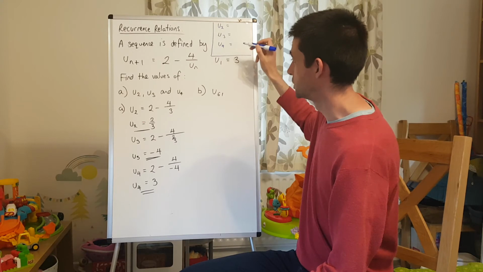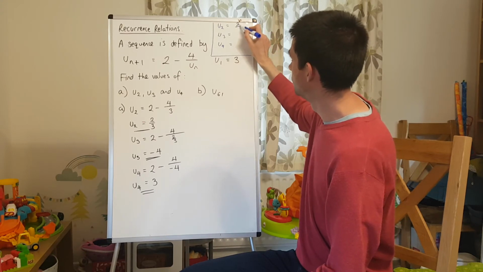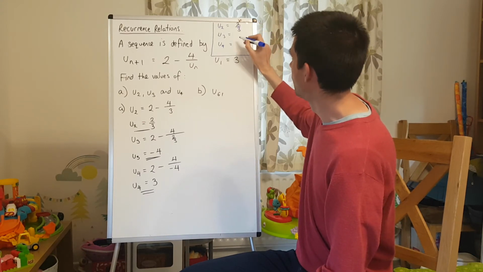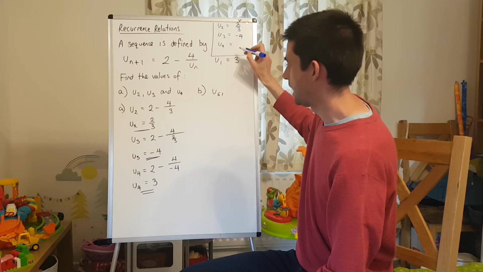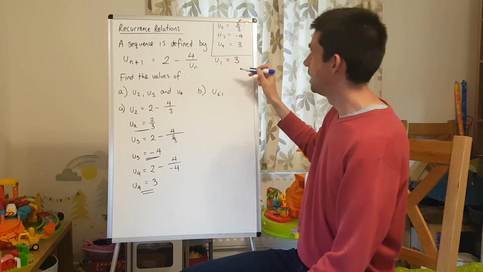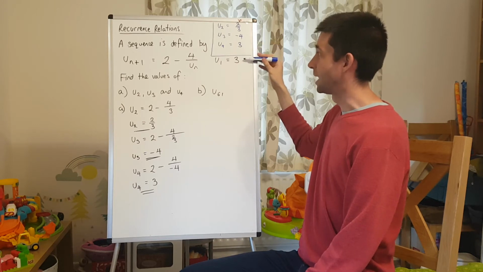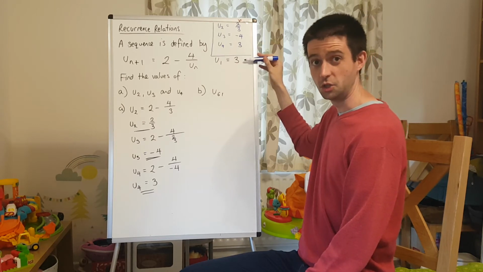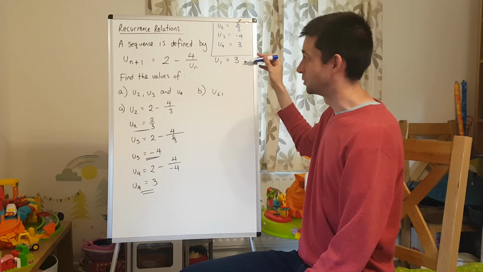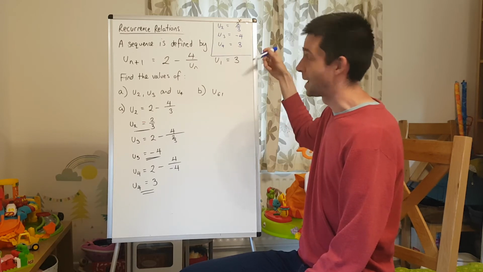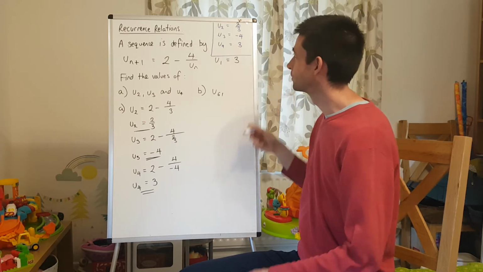And I'm just going to jot those things up here because I'm going to need them later on. It will also allow me to spot a bit of a pattern. I had 2/3, negative 4 and 3. And what you'll notice is that u4, I'm back to the same result as u1. And because this is an iteration, what that actually means is that pattern is just going to keep repeating.